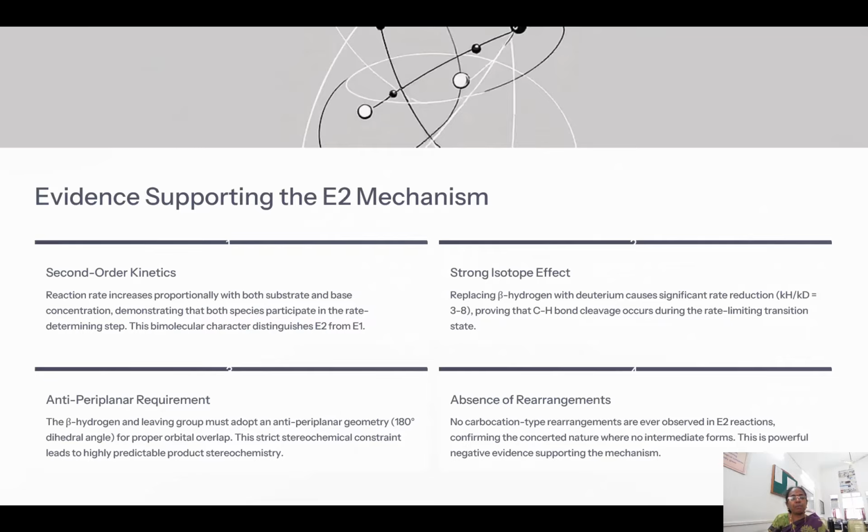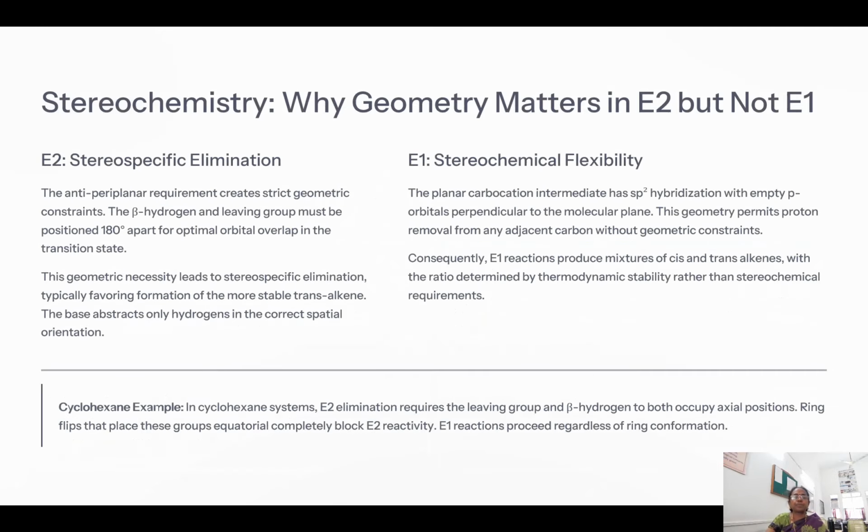And the anti-periplanar requirement: the beta hydrogen and the leaving group must adopt anti-periplanar geometry. That is, they should be on opposite sides with a 180-degree dihedral angle, for proper orbital overlap. The strict stereochemical constraint leads to highly predictable product stereochemistry. Then absence of rearrangement. No carbocation forms here and this reaction proceeds via a transition state. So here we have no rearrangement.